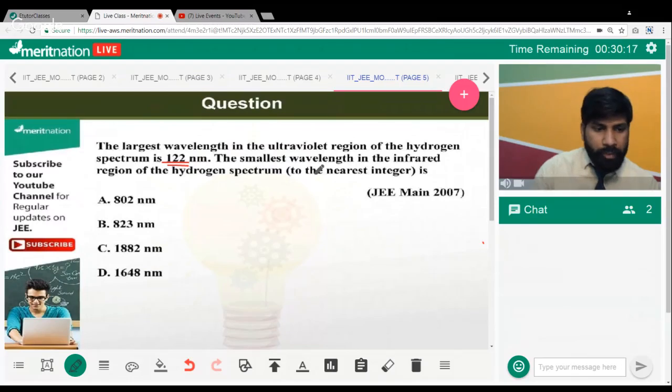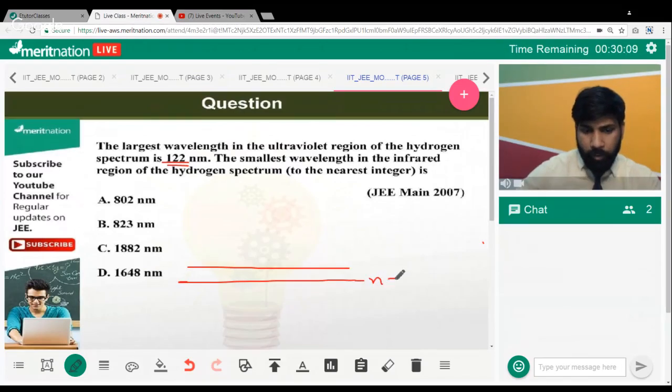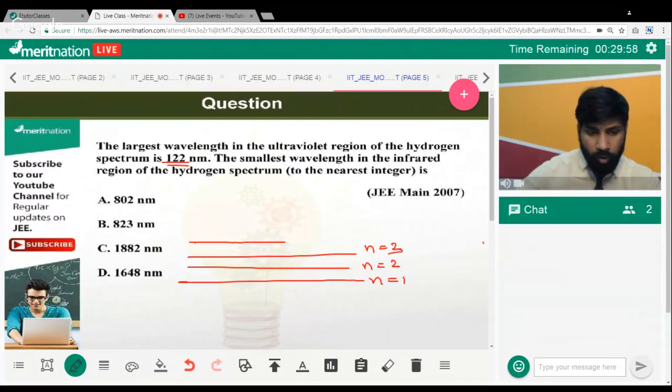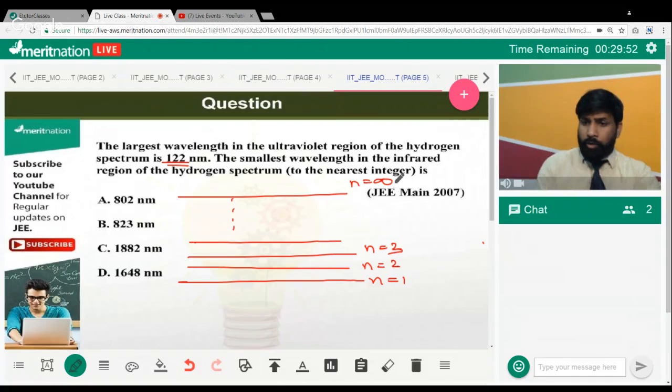Okay, so students, we are talking about the largest wavelength for ultraviolet. So students, see here. Suppose this is n equals 1, ground state, first excited state. And this one is the second excited state. This one is n equal to 3, and so on. And suppose this one here is n equal to infinity.